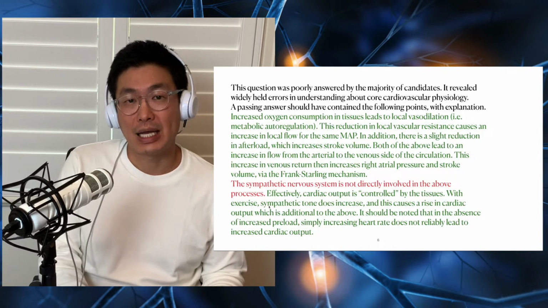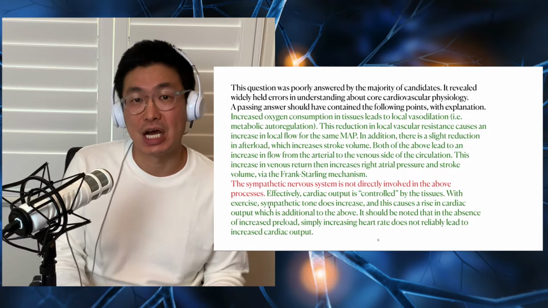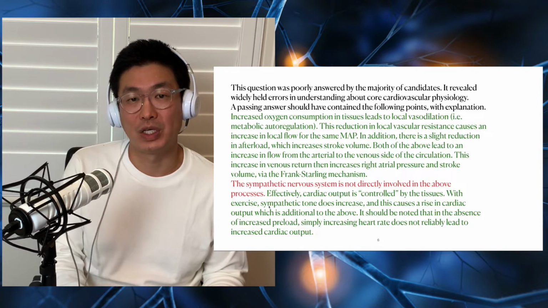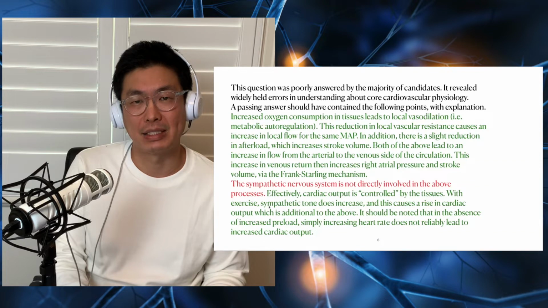So the green points are: increased oxygen consumption in tissues leads to local vasodilation. In other words, metabolic autoregulation. This reduction in local vascular resistance causes an increase in local flow for the same mean arterial pressure. In addition, there is a slight reduction in afterload, which increases stroke volume. Both of the above lead to an increase in flow from the arterial to venous side of the circulation. This increase in venous return then increases right atrial pressure and stroke volume via the Frank-Starling mechanism.